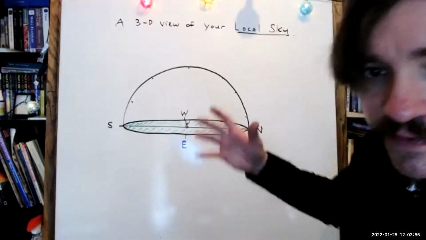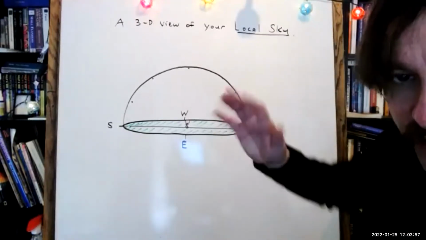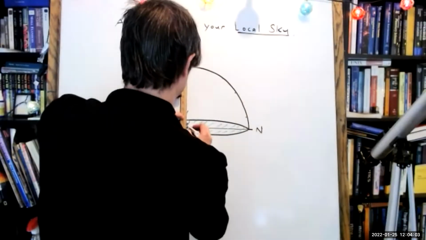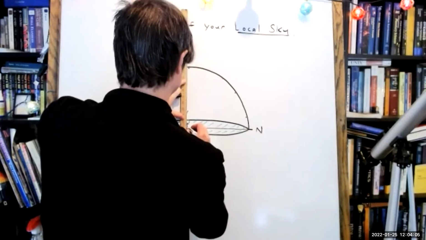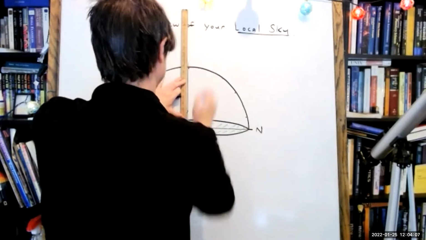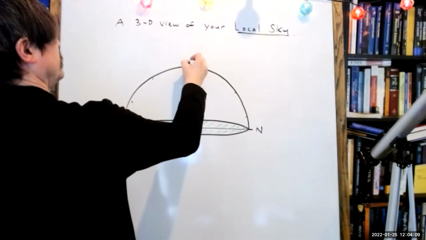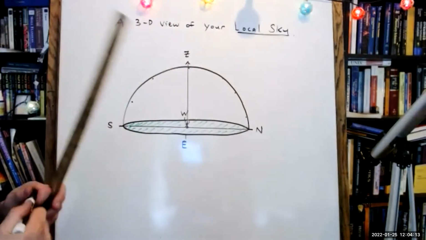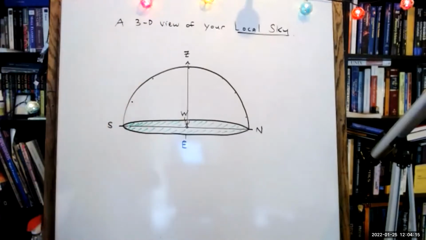Okay, let's define a few key points on our local sky. They're vocabulary terms that I'd like to use. So first thing I want you to do is to draw a line that goes right up through the head of your observer, have it pierce the top of the sky, and we'll label it Z. This is the point directly over your head, and it's called the zenith.